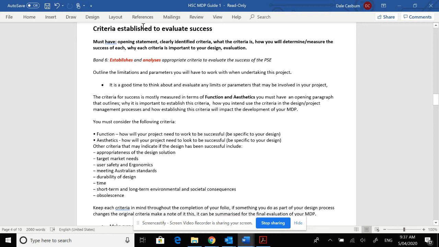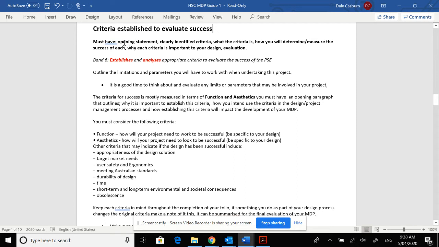Hey guys, back with video 3, criteria established to evaluate success. So this is pretty much, at the end of your project, when you look back on it, what it's going to take for it to be successful. So establishing that early is a really important part of the design process. No matter what you're designing, whether it's something for your HSC or whether you're just a designer, putting that criteria in is pretty important.